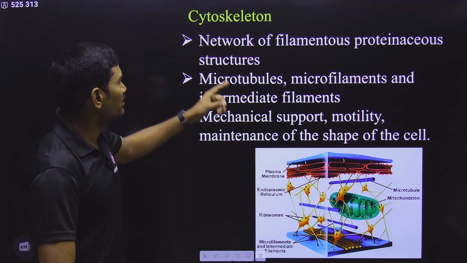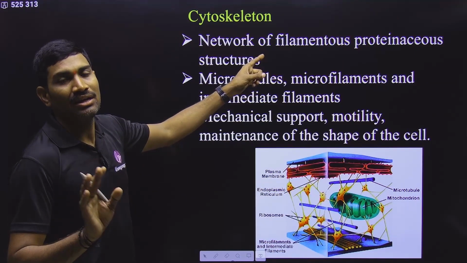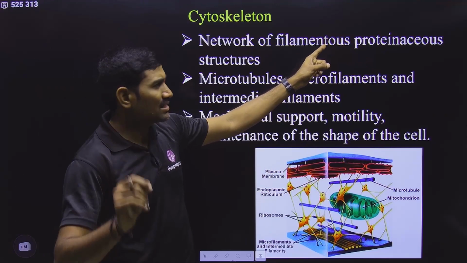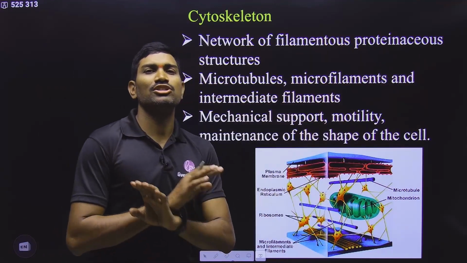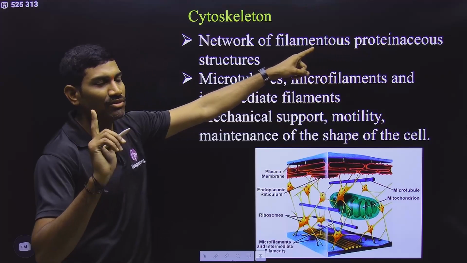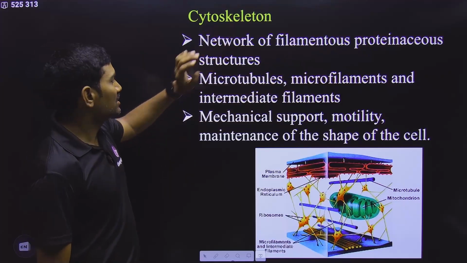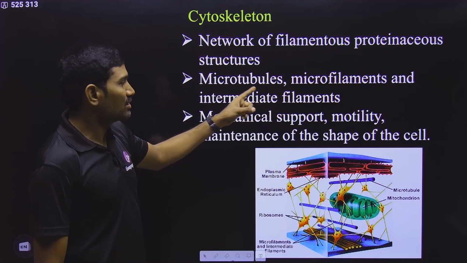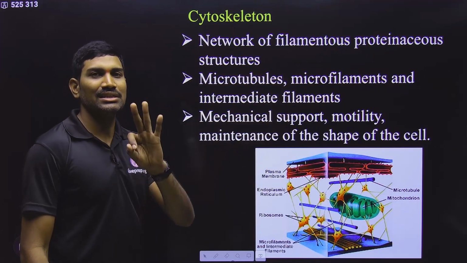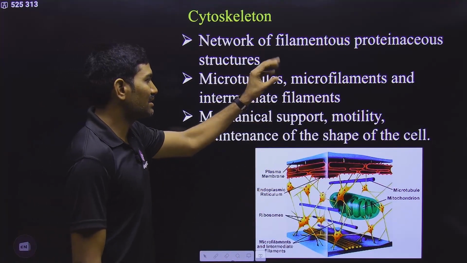And what are the important points? These are network-like, an interconnected network. Filamentous means very thin thread-like structures, and proteinaceous. All these are proteins only. Very, very important. The word proteinaceous is very important for examination. And what are these three types of proteins? Microtubules, microfilaments, and intermediate filaments. These are the three types of proteins that act as cytoskeleton.